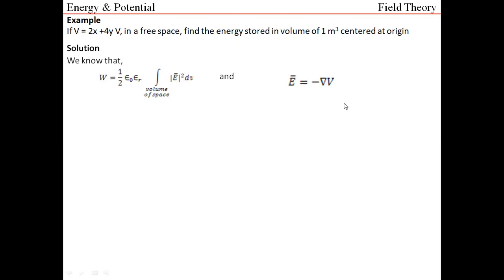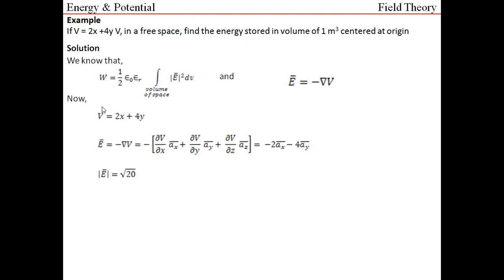So if we remember this expression that electric field intensity can be expressed as negative of gradient of V, and we know this relation that energy can be expressed as 1 by 2 epsilon 0 epsilon r volume integral of magnitude of E bar square dV, then we can actually calculate the energy. So what we would have to do first is calculate electric field intensity, calculate the magnitude of it and substitute it in this equation, trying to find the total energy over the given volume. So let us try to do this.